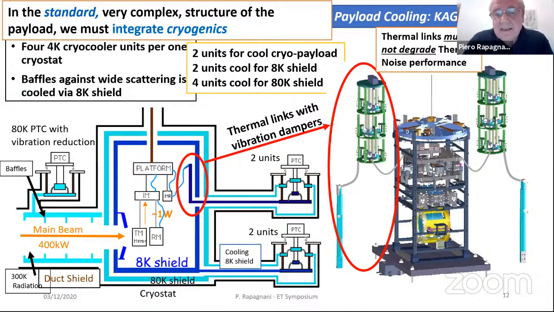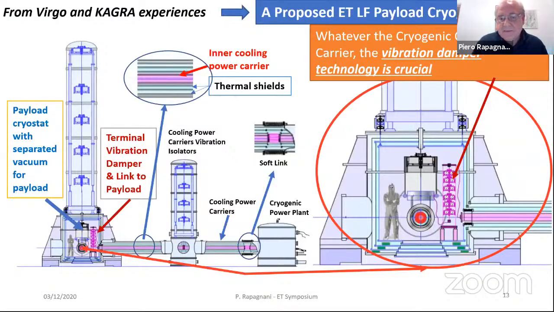And this must be tested on real size models, because the thermal noise could be affected by the dissipation. The dissipation is heavily affected by the mass that we use to make the pendulum and the kind of suspensions. So this is, for instance, the scheme that could be used for ET.